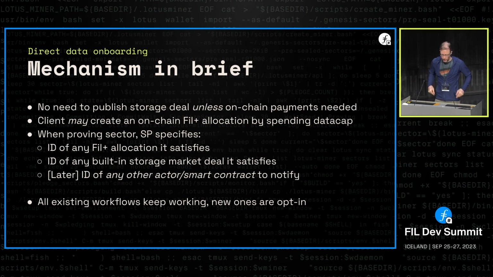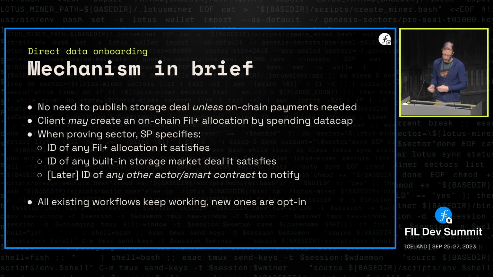Okay, so now there are these two. When data is being put into a sector, there are three independent things that can happen. Firstly, at the sector level, there's the data commitment to the sector, the CommD, which may be made up of multiple pieces. Then there may or may not be the ID of a Fil Plus allocation that's associated with that same piece of data. And there may or may not be the ID of a deal in the built-in storage market actor. The data CID obviously has to exist. The other two are optional and don't depend on each other.